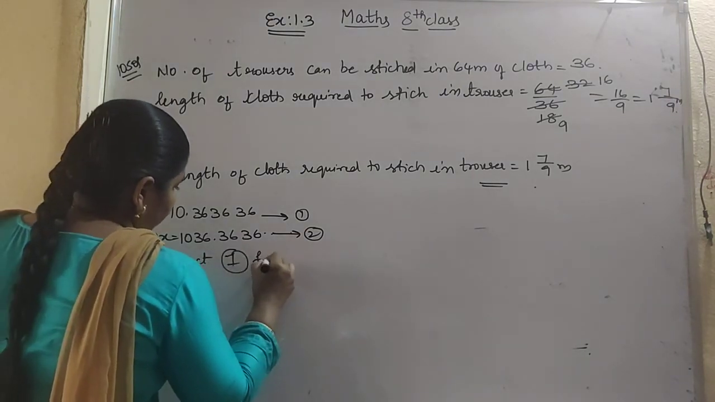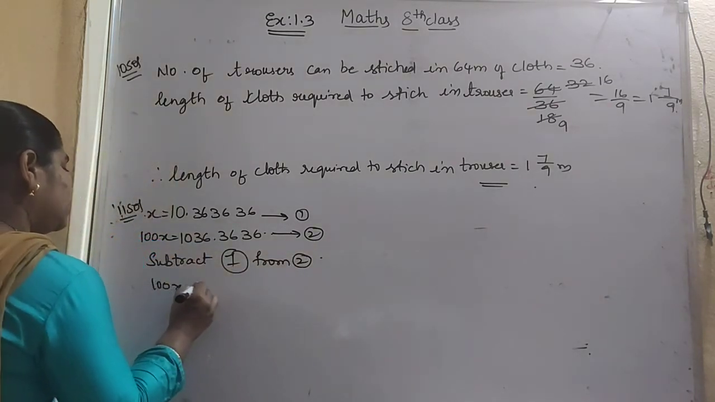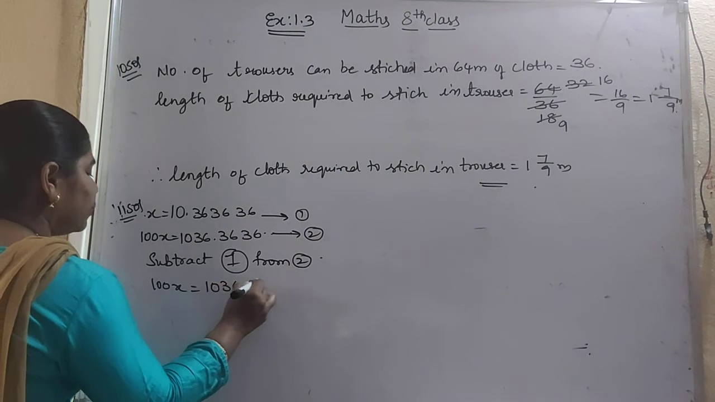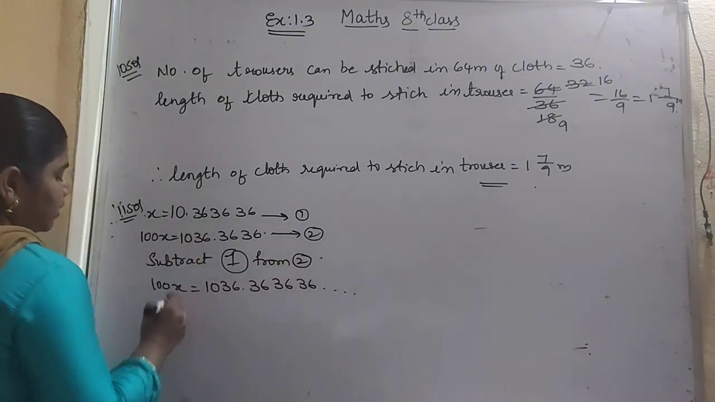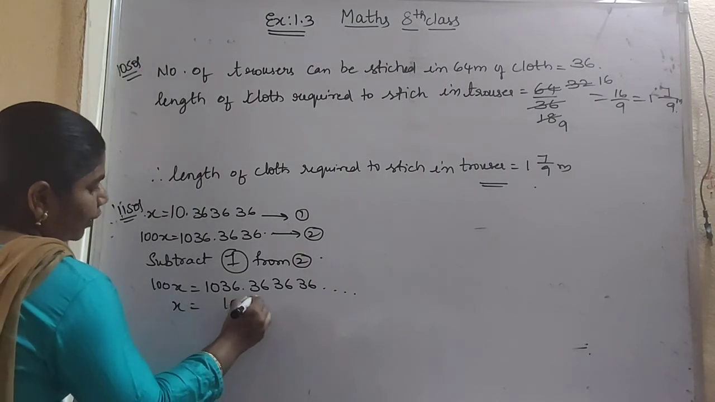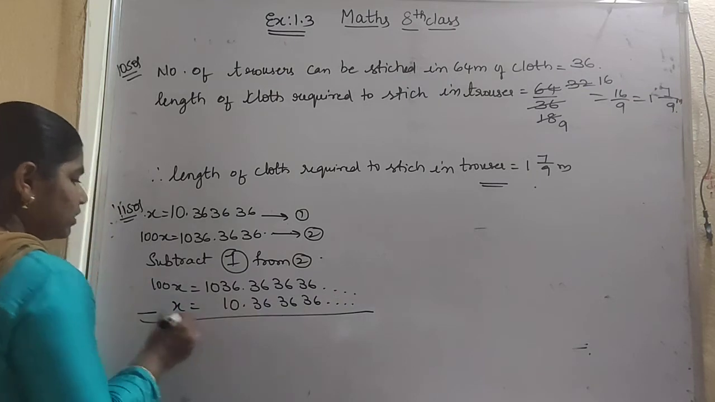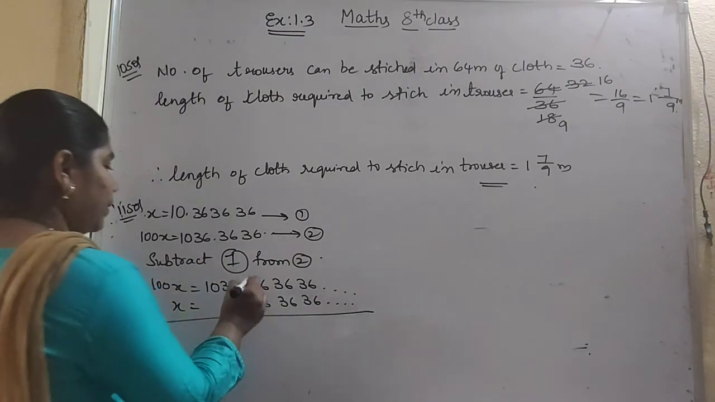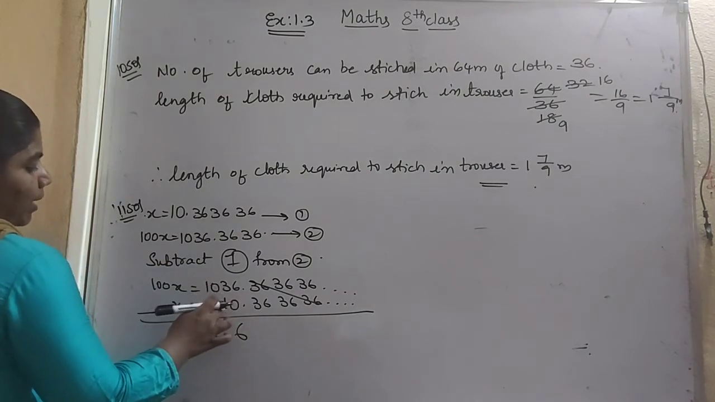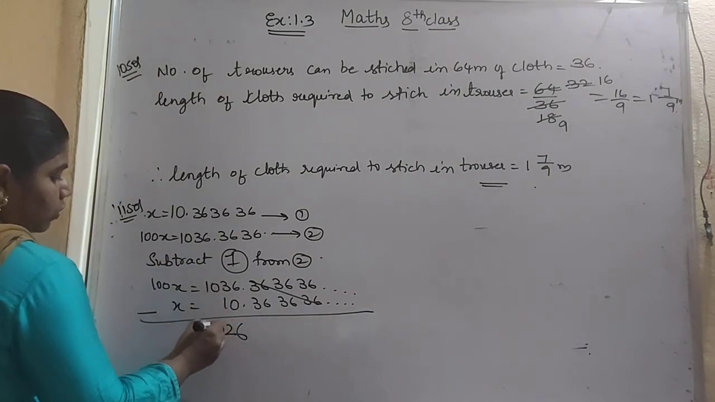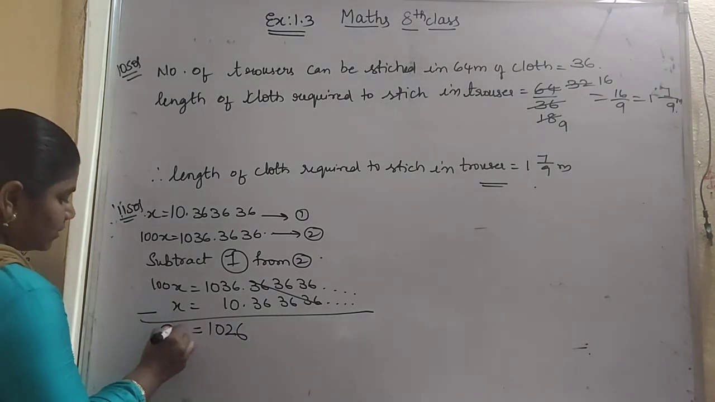So what is 2 here? 100x is equal to 1036.3636 and so on. And the x value is 10.3636 and so on. So we have to subtract this. So these all will be cancelled here. 6 minus 0 will be 6. 3 minus 1 will be 2. 0, 1 is equal to 100x minus x, which will be 99x.